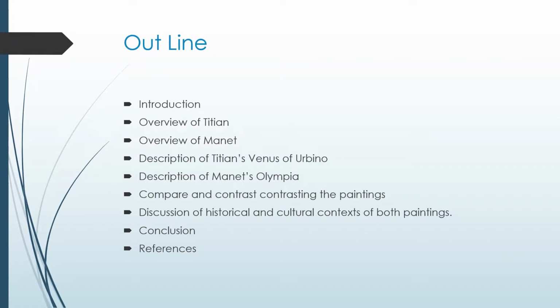About the outline of this presentation, I'm going to talk about the introduction, overview of Titian, overview of Manet, description of Titian's Venus of Urbino, description of Manet's Olympia. I'm going to compare and contrast the paintings. I'm going to discuss the historical and cultural context of both paintings, that of Venus of Urbino and Manet's Olympia. And after that, I'm going to conclude and show the references where I got the information.